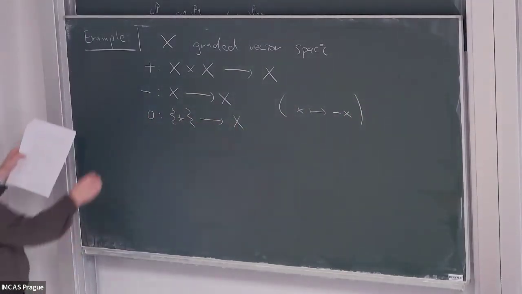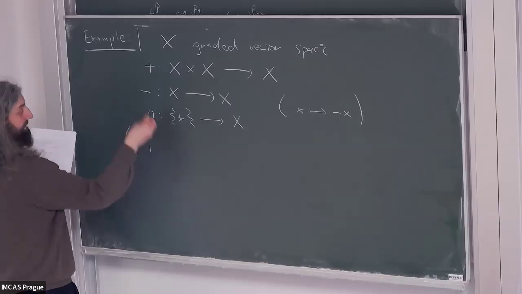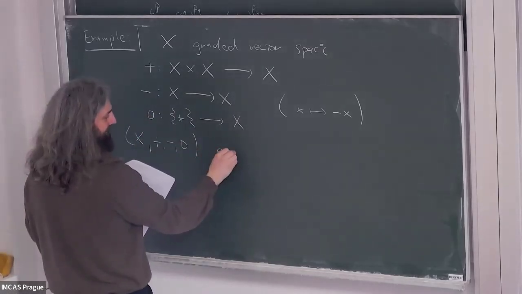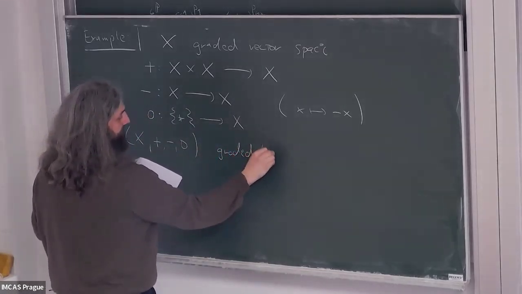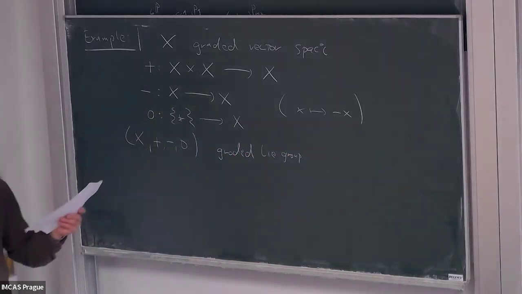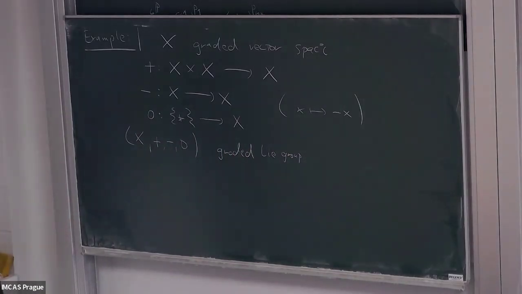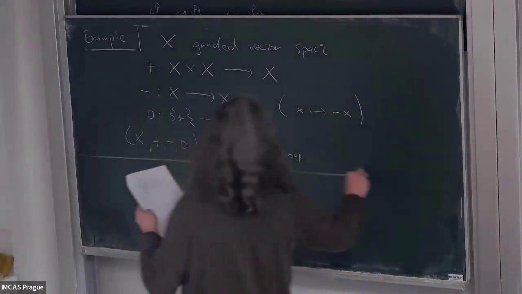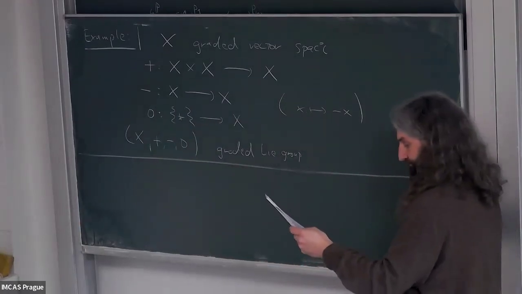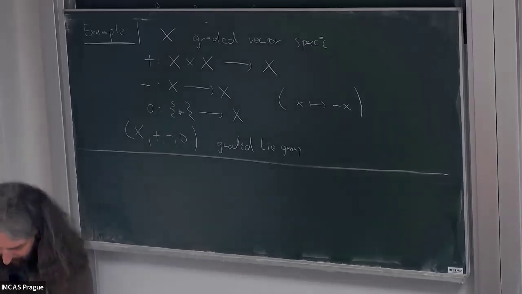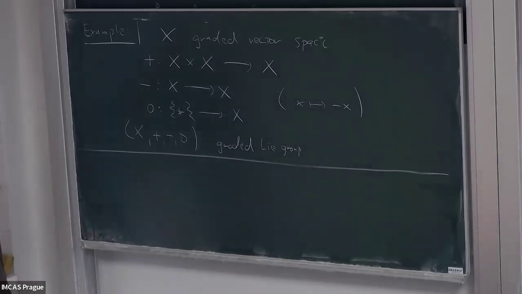So the claim is, it's not difficult to prove that this is a graded Lie group. Okay, so this simply generalizes the fact that if you have a vector space, you can view it as an abelian Lie group, and the same thing works here. Okay, there is a notion, as I already told you, of a way to get the Lie algebra out of a graded Lie group.